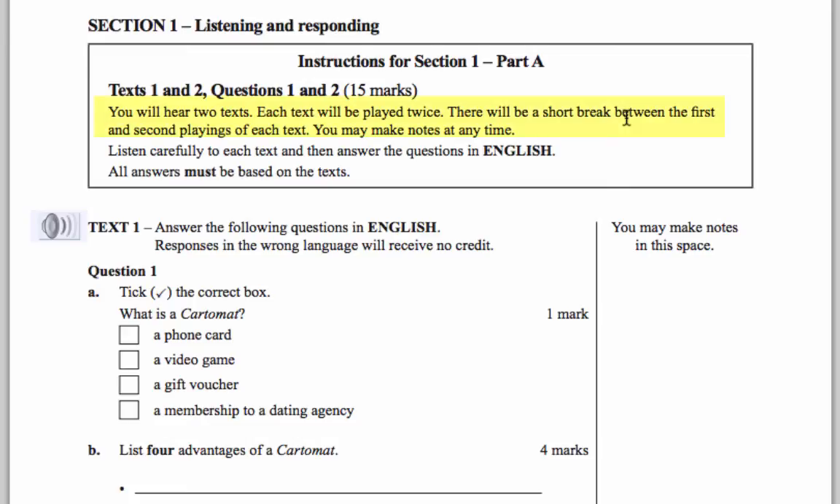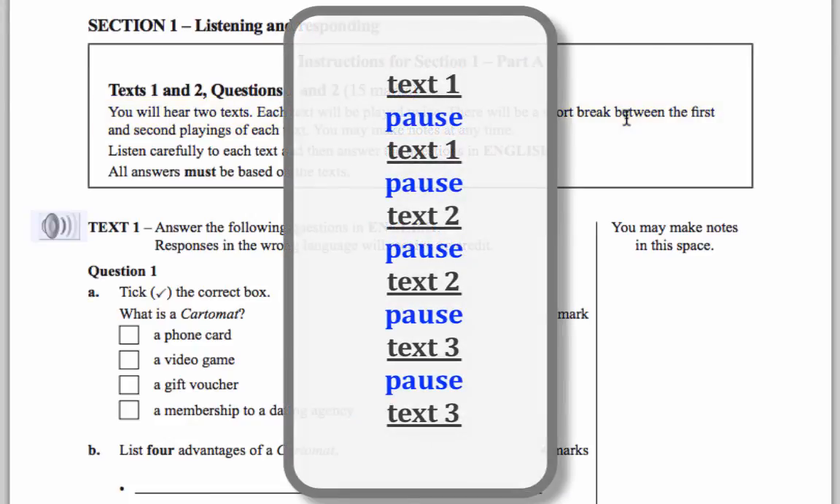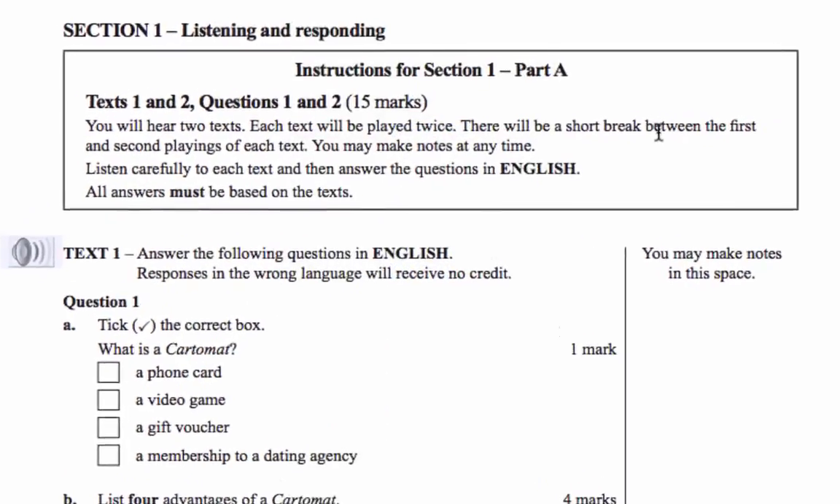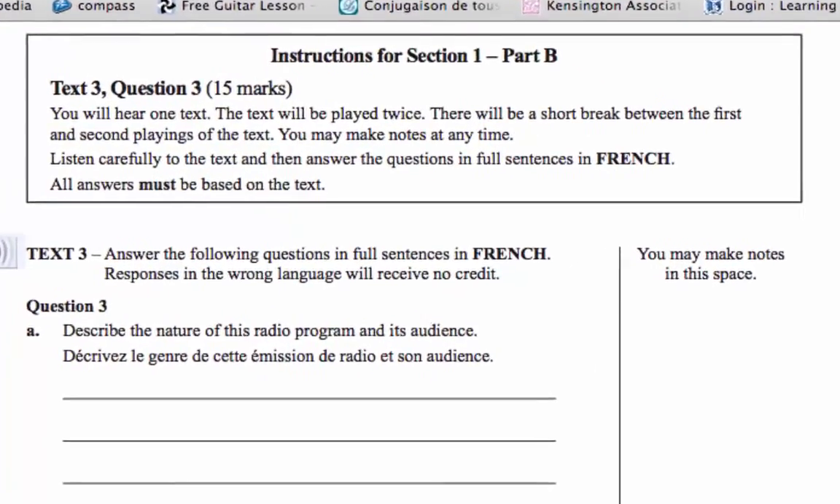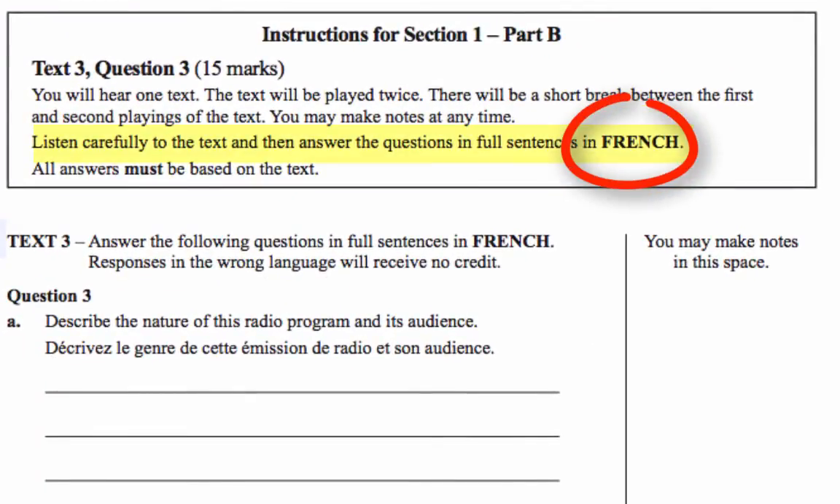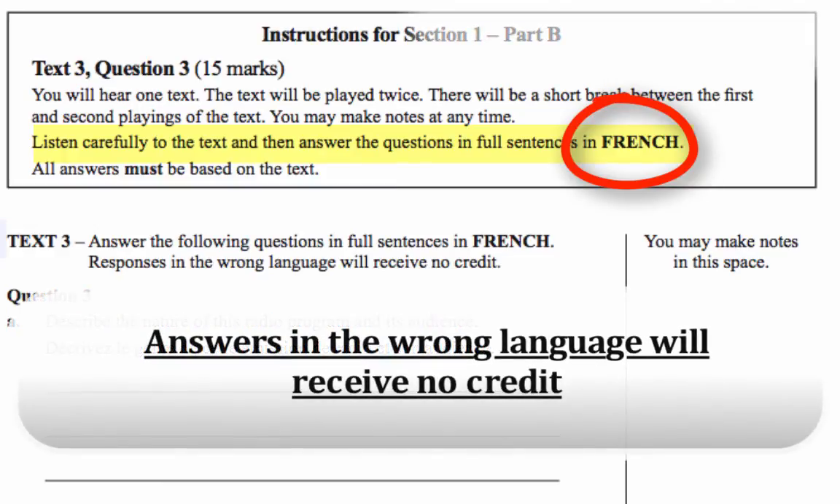You will hear each text twice with a short break between the first and the second playing of each text, and between the three texts. You must pay close attention to the language you have to use to give your answers. For part A, your answers must be in English, and for part B, in French. Be careful, answers in the wrong language will receive no credit.